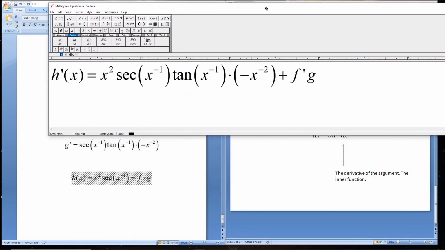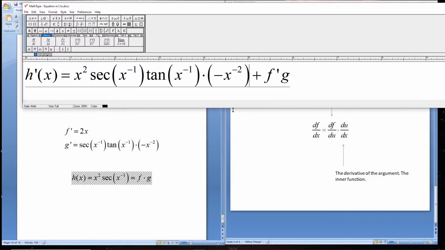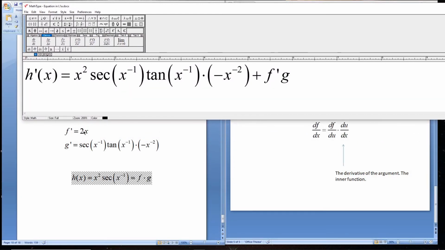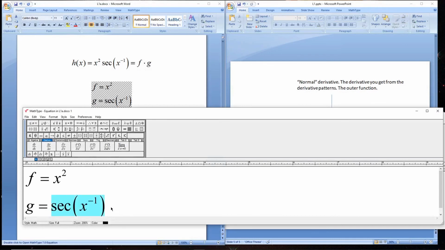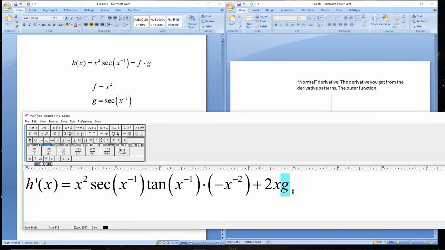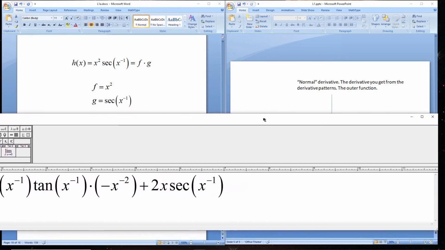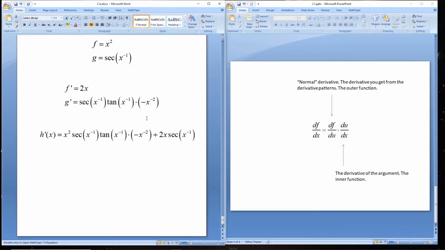And having a tough time showing everything at once here. And now we want to do f prime, so plus f prime. F prime is 2x. And then finally times g. G was our secant then. So here's g. And that's g. And let's see if this fits on Word. And it does. It just barely fits in there. And that's our answer. Now, is it cleaned up? It's not.